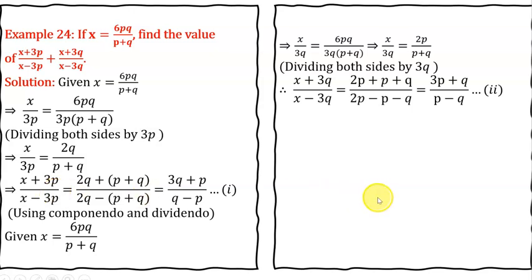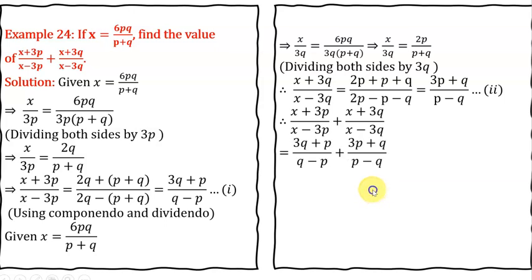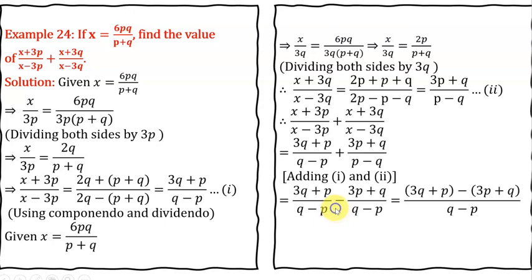By adding 1 and 2, you will have (x plus 3p) upon (x minus 3p) plus (x plus 3q) upon (x minus 3q) is equal to, on the addition of these two, the right hand side: (3q plus p) upon (q minus p) plus (3p plus q) upon (p minus q). Now from this term's denominator, take the negative sign as common.